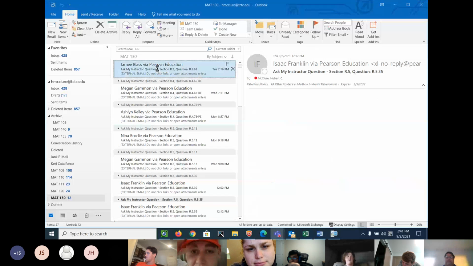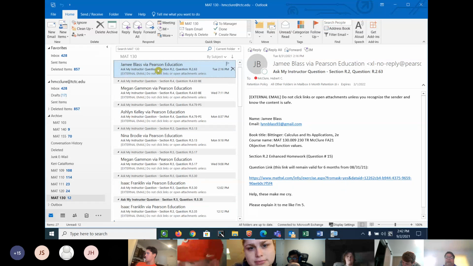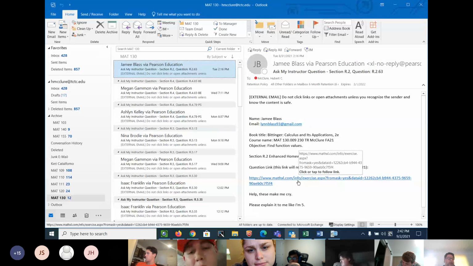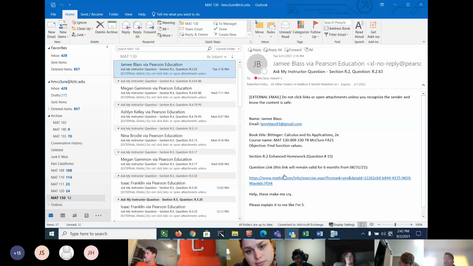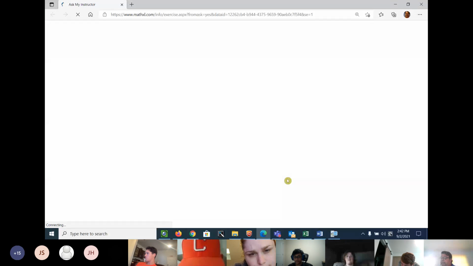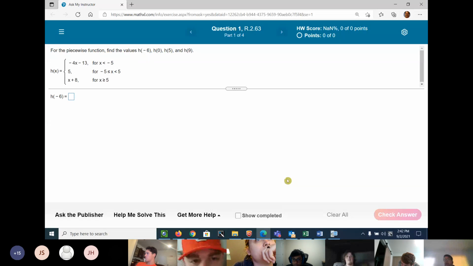This is R2-63-15. R2-53-16. Is this 15? I'm sorry, 15. Is this a test question? Yes, it is, the piecewise function. I told you you'd have one of these on the test.